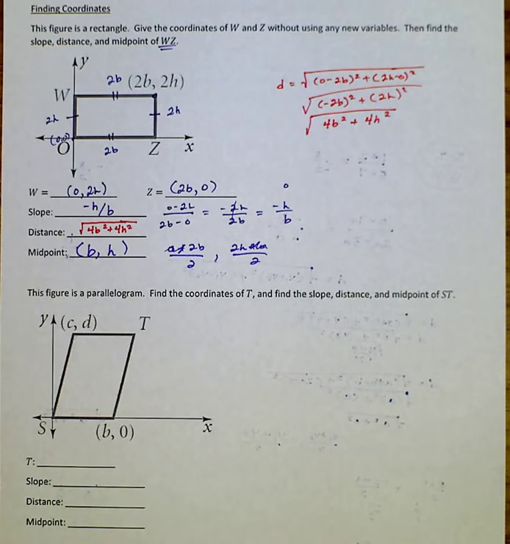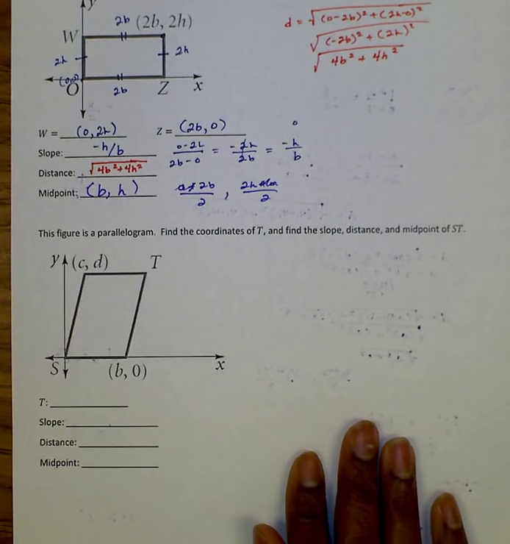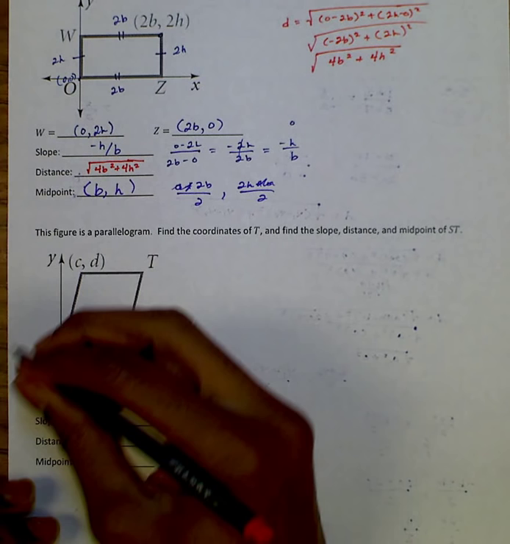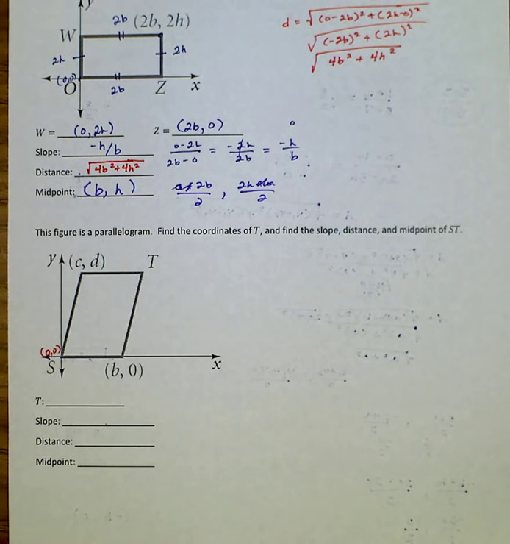Alright, so let's discover these coordinates for this last example together, and then I'm going to leave it to you to find that slope, distance, and midpoint. I'm going to check that tomorrow. Okay, so they really just want us to find T. We already know where S is. S is at the origin. Okay, using our coordinate plane to answer that one.